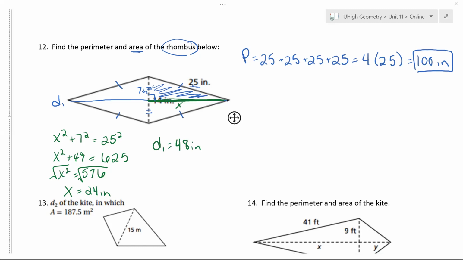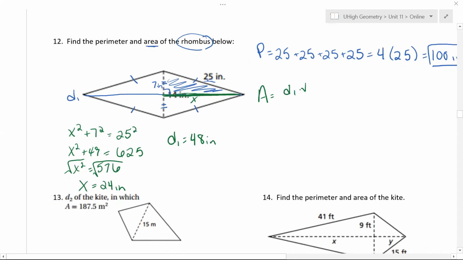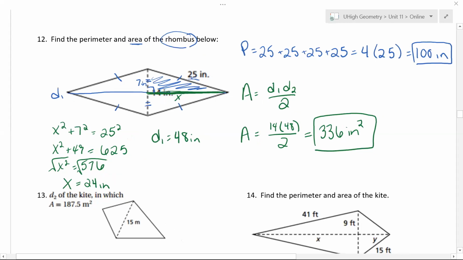Awesome. So now going back and finding the area, I'm doing diagonal 1 times diagonal 2 divided by 2. Well, I was given that one of my diagonals was 14. I found that my other diagonal was 48. And then I'm dividing by 2. And when I type that into my calculator, I'm going to get that my area is 336 inches squared. So my perimeter was 100 inches and my area is 336 inches squared.